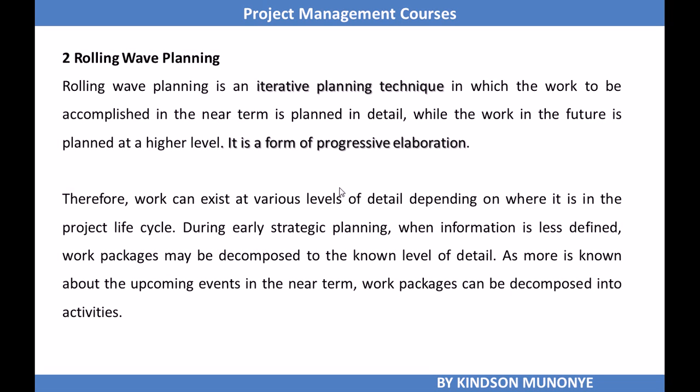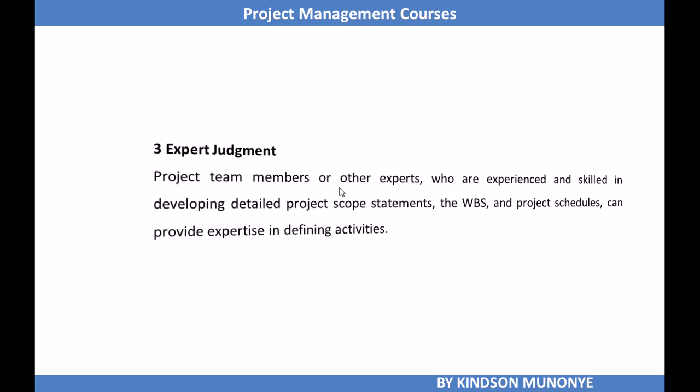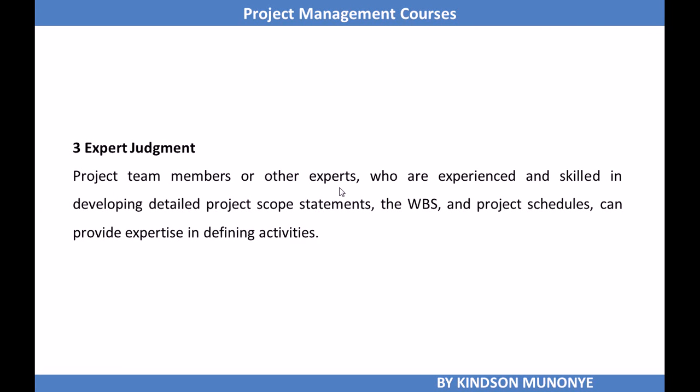Okay, so rolling wave planning is a tool and technique and is a form of progressive elaboration. This means that work can exist at various levels of detail depending on where it is in the project life cycle. Early in the project life cycle, when information is less defined, work packages may be decomposed to the known level of detail. As more is known about the upcoming events in the near term, work packages can be decomposed into activities. Also, we have expert judgment.